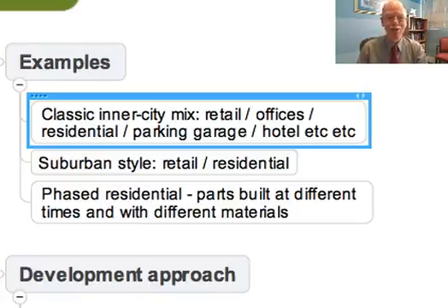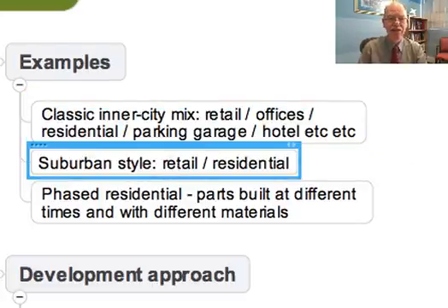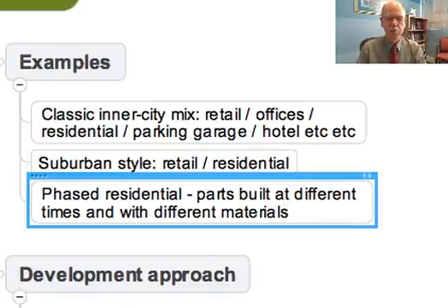A less extreme example is the suburban style, the thing you will often find in suburban areas. A retail component on the ground floor and then residential above that. You also get purely residential schemes or purely office schemes that have completely different components. They're different because either the parts are built at different times or they're built with different materials. Very often it's both different times and different materials. So you can have any number of different types of mixed schemes.